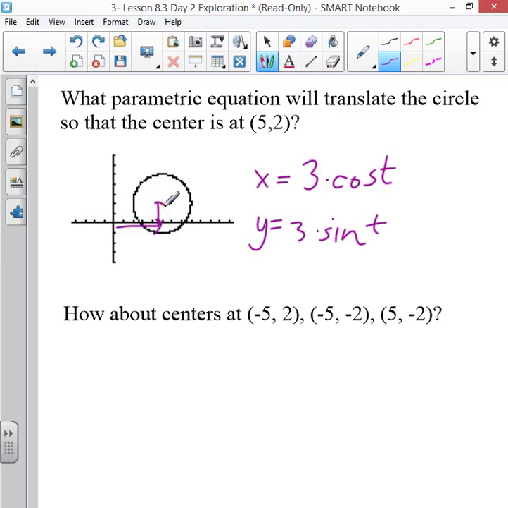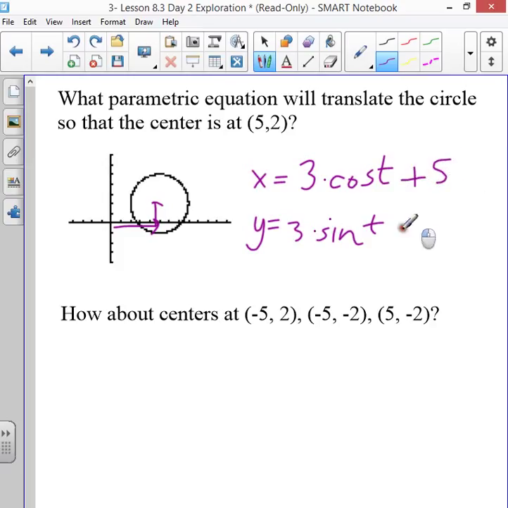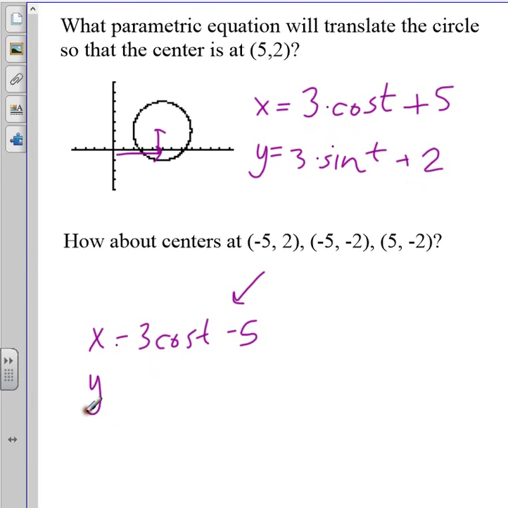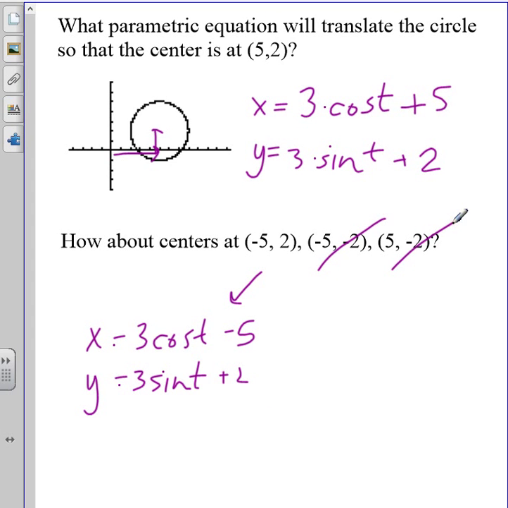And so how did I do that yesterday? I just added 5 to the x-coordinate, and I added 2 to the y-coordinate. So the cool thing is, in parametric form, everything is at face value. You don't have to think about going opposites on the x's. So then if I was to answer these other questions down here, like this center one right here, I would get that my equation would be x equals 3 cosine of t minus 5, and y would equal 3 sine of t plus 2. Okay? And I could do the same for these two as well, but I think it's pretty obvious.